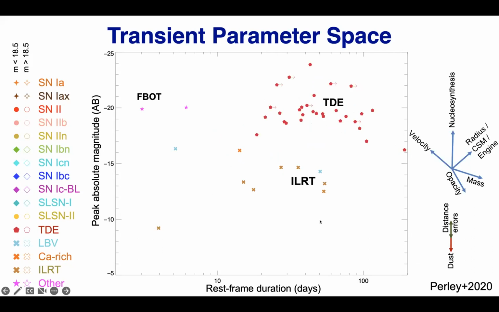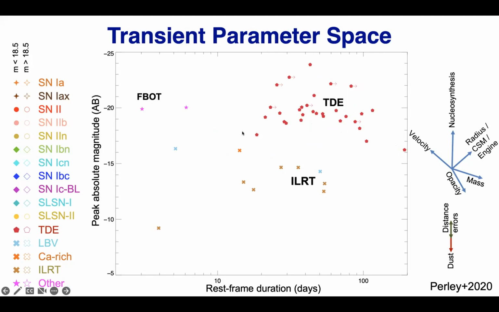There's these underluminous things that are called intermediate luminosity red transients or intermediate luminosity optical transients. We don't know for sure what all of them are. Many of them are probably stellar mergers. Some of them could be electron capture supernovae. So that's sort of an active area of investigation. There's many tidal disruption events.